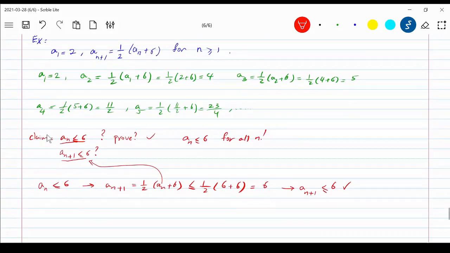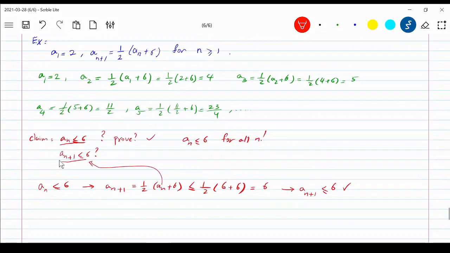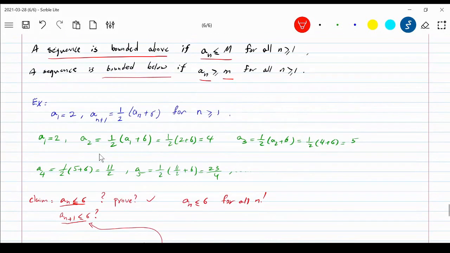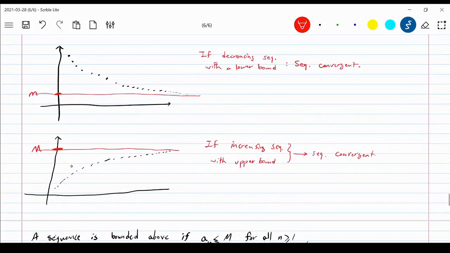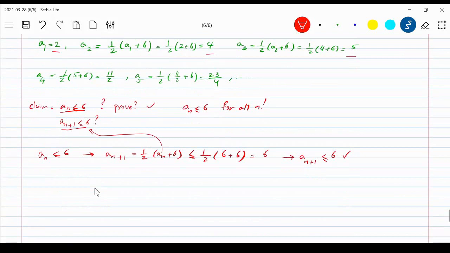Okay, so I found the bound. And by the way, this is an increasing sequence. You notice that the sequence is increasing: 2, 4, 5. So I kind of expect this structure. If you have an increasing sequence less than 6, or maybe less than 7 if you want, it doesn't really matter what the upper bound is. In this case, I pick 6. If it's less than 6, then you want to show that there is a limit. Is 6 the limit, or maybe a smaller number is the limit? So how do we find the limit?